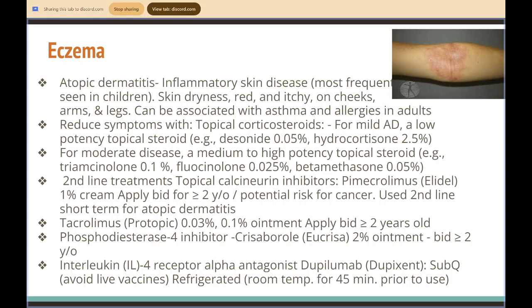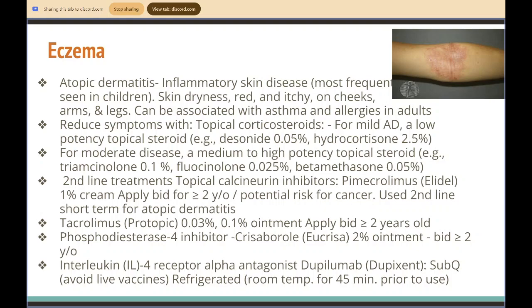So eczema is the next topic we're going to cover. If you look in the top right, this is an example. It's mostly seen on what we call the flexural surfaces, and it's also seen commonly in children. It is an inflammatory skin disease. There will be dryness, redness, itchiness, and you can see it on cheeks, arms, legs. And in adults and in children, it can be associated with asthma and allergies. They call it the allergic triad.